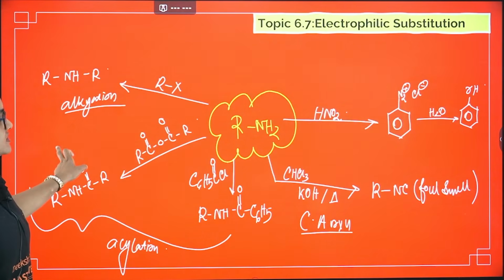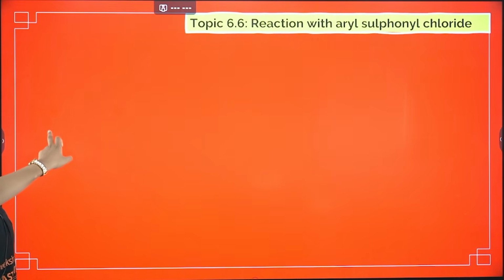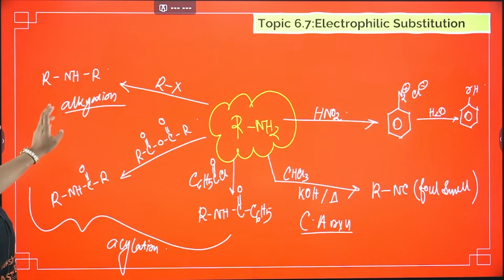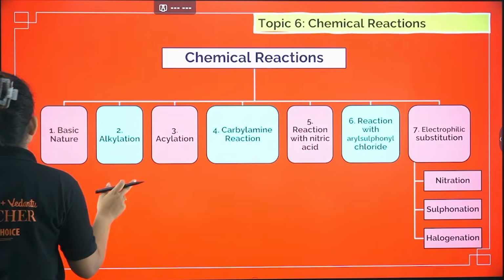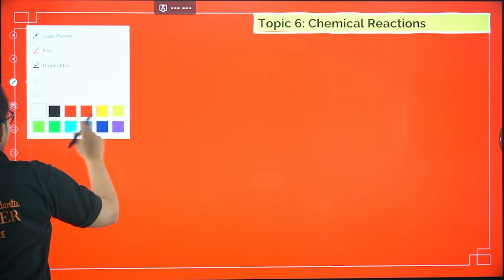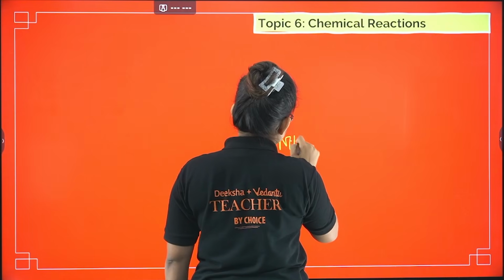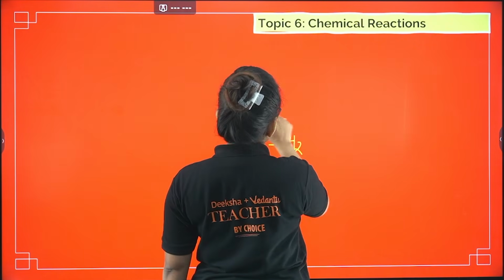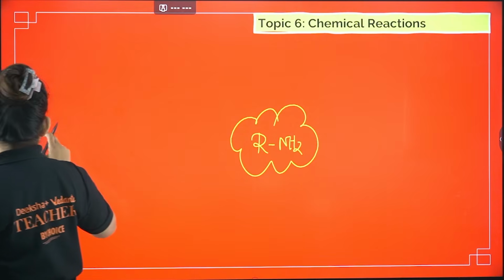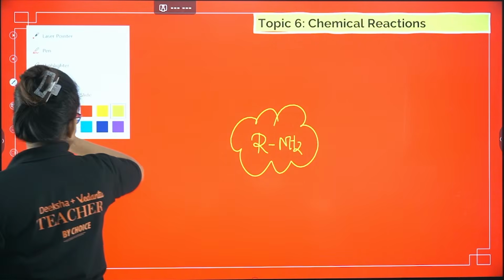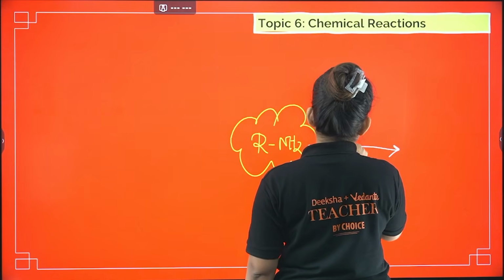Okay, sorry, not electrophilic substitution, but chemical reactions. I just missed the place. So we have to proceed with the chemical reactions. Here we have to prepare basically RNH2, right? Chemical reactions related to RNH2. Fine. So first, what will we treat? We will treat amines with, let's say, HNO2.